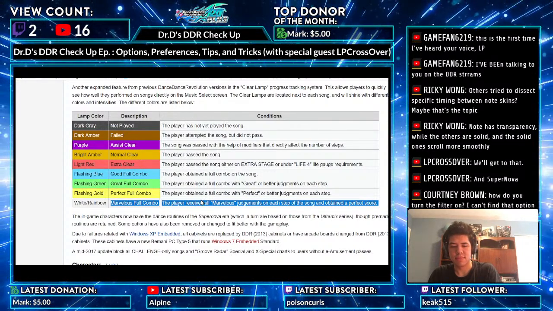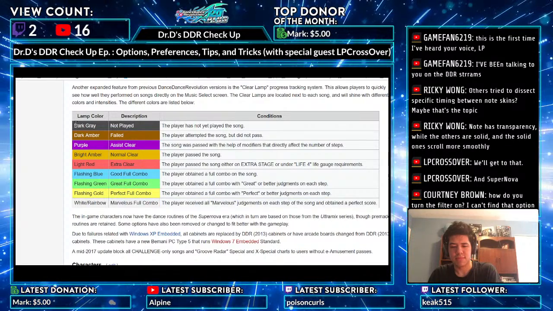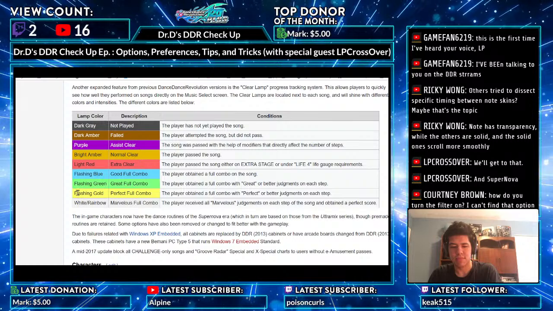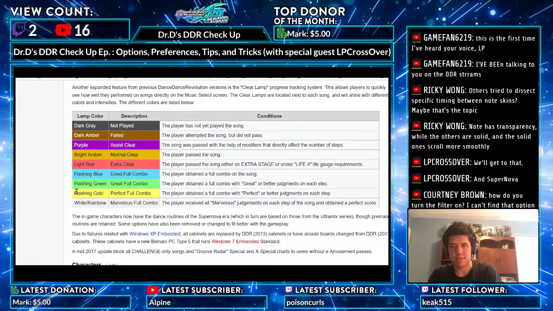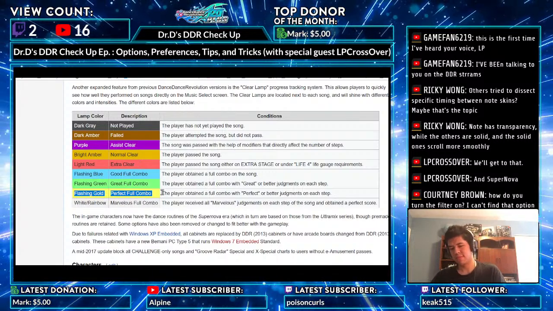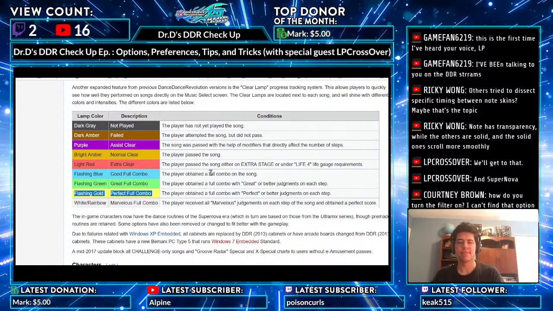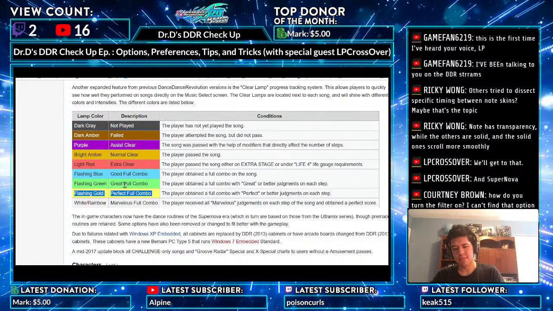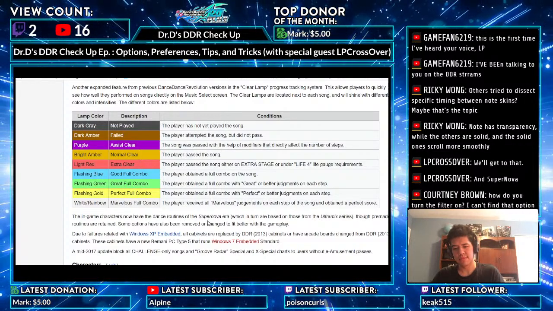And if you want the folders to be a lamp color, you have to play every song in the folder. So if you have a PFC on every song in the Y folder, then when you're sorting by the folder, you will see a flashing gold lamp for your Y folder. You have to play every song in that folder to get folder lamps. So those are the different lamps.